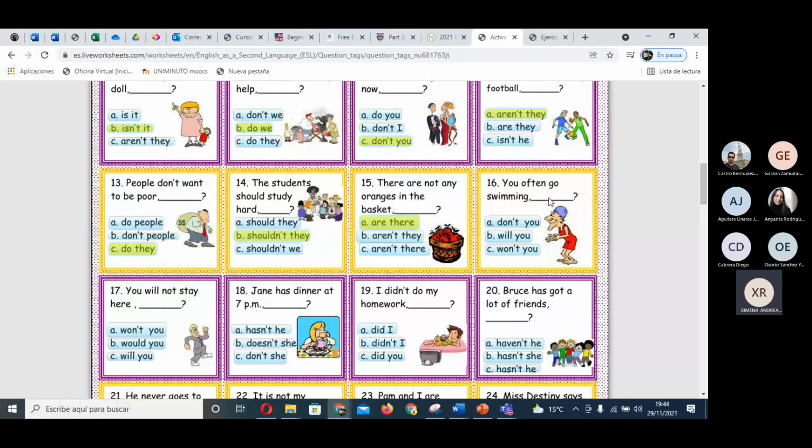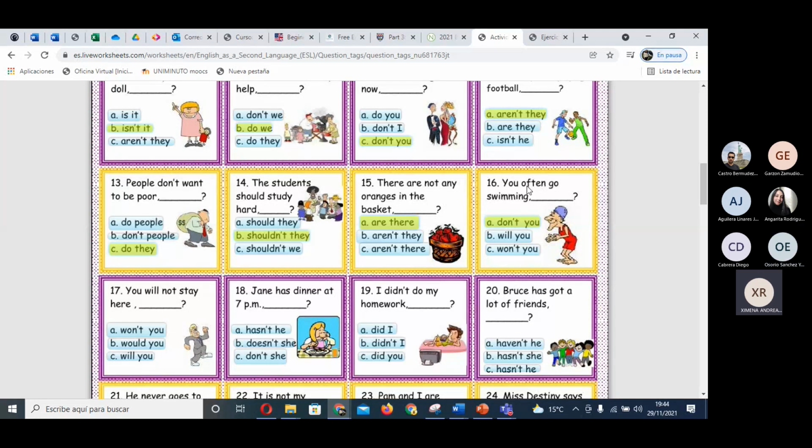And to finish this, terminemos aquí en esta 16. Jasmine, would you help us? You often go swimming. Espera, yo obtengo sim. Entonces, bueno, yo creo que don't you. Ok, esta sí. Yes, very good.